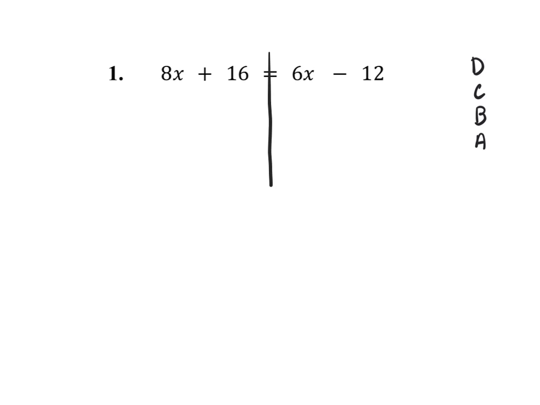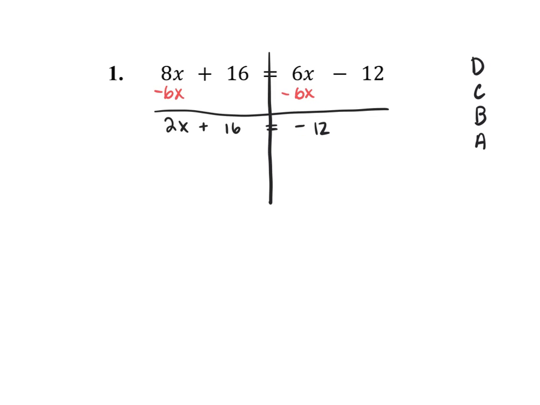So I'm going to draw my line, and I'm going to begin by balancing my variables. I'm going to choose to minus 6x from both sides. That's going to be a better choice than minusing 8x, because if I did that, the result would be negative. So my new equation after minusing 6x from both sides is going to be 2x plus 16 equals negative 12.